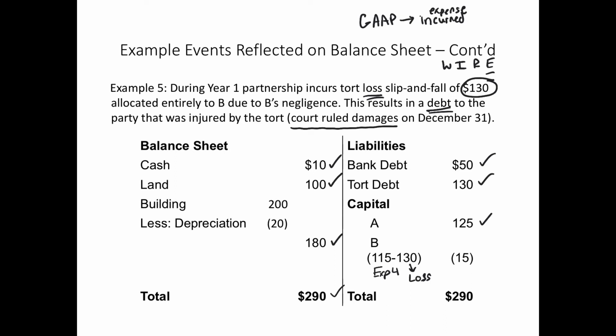Or maybe not that, maybe a fine, whatever it is, right? But you get the idea, right? There's going to be some negative. It's a legal obligation that the partnership now has specifically allocated to B, and that's why B's capital account goes from 115 minus 130 now down to negative 15 for a total of 290, right? When you add all these together, so 290 equals 290.